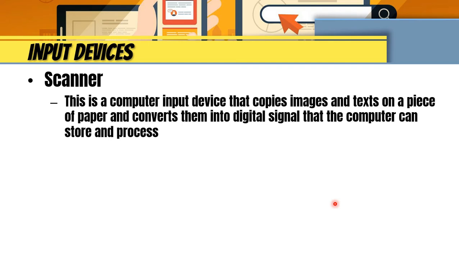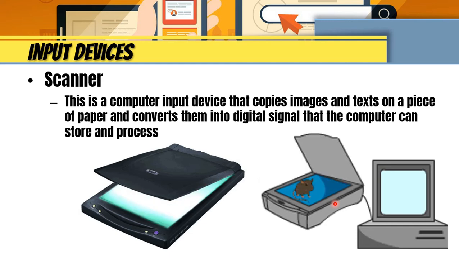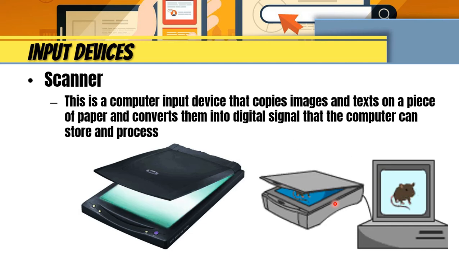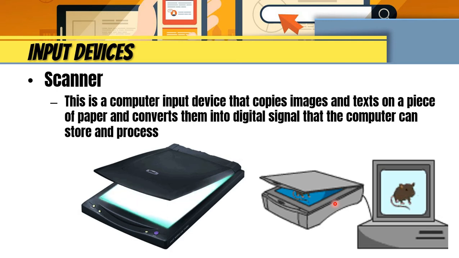Next is scanner. Sa scanner, kaya siya nasa input devices kasi maglalagay tayo ng picture sa loob ng ating computer. Ang purpose ng scanner is to scan text or images. Once na nag-scan tayo ng text or images, pupunta siya ngayon sa loob ng ating computer and that is now what we call the soft copy of it. Soft copy of the printed copy. Okay, so naglagay tayo ng data sa loob ng computer through the scanner. Okay, usually naka-integrate ito sa mga printers, ganun.